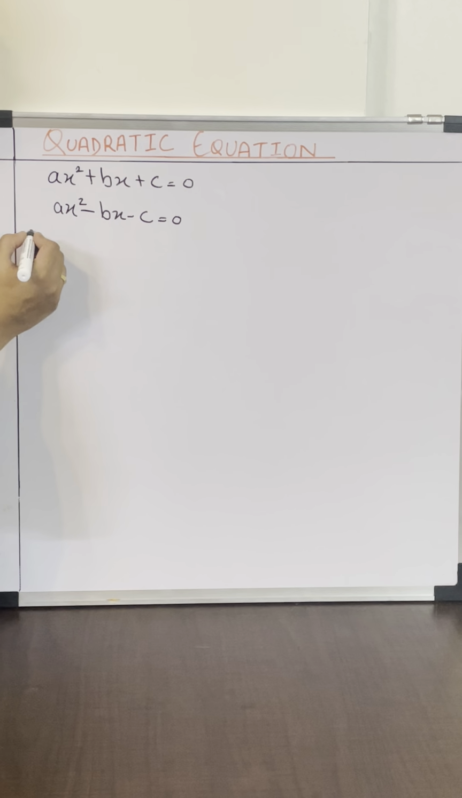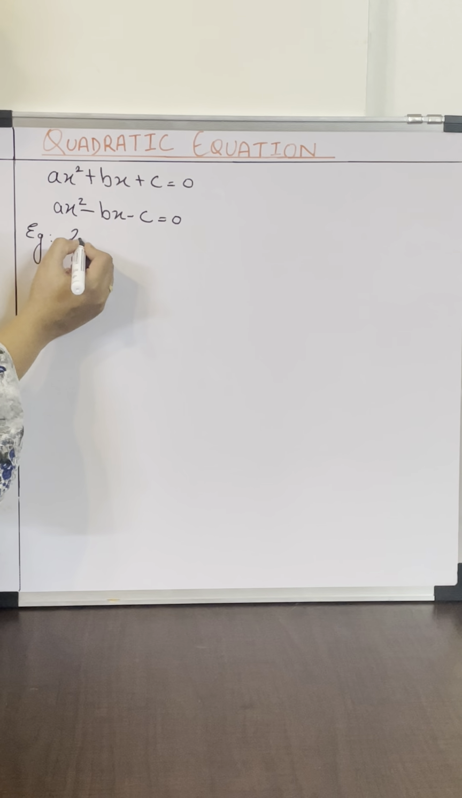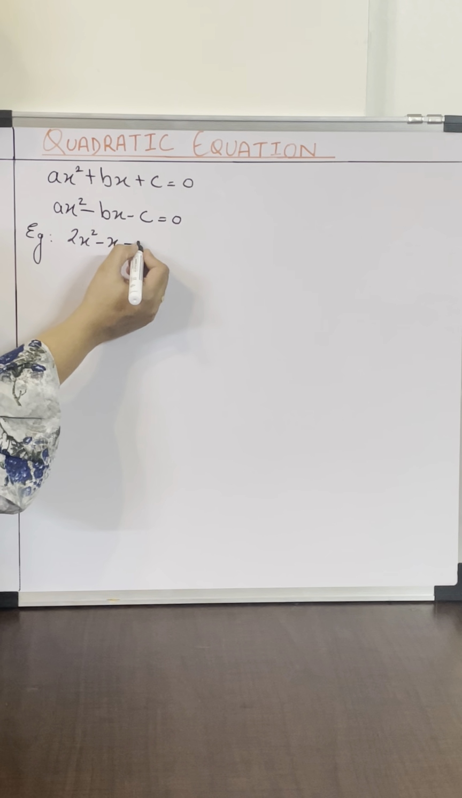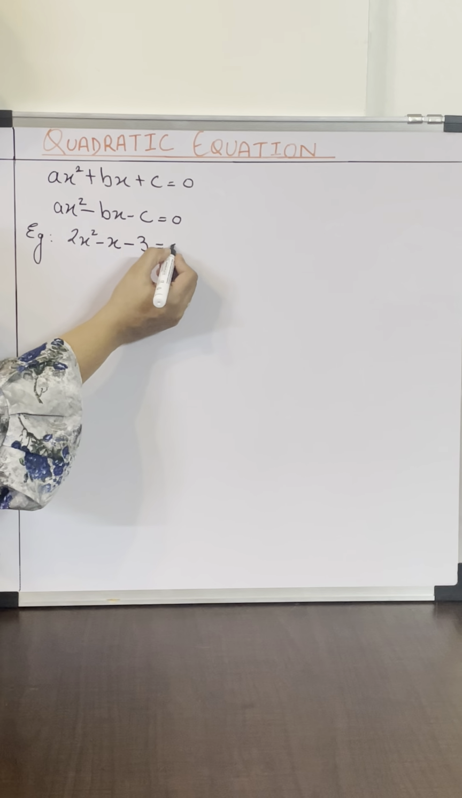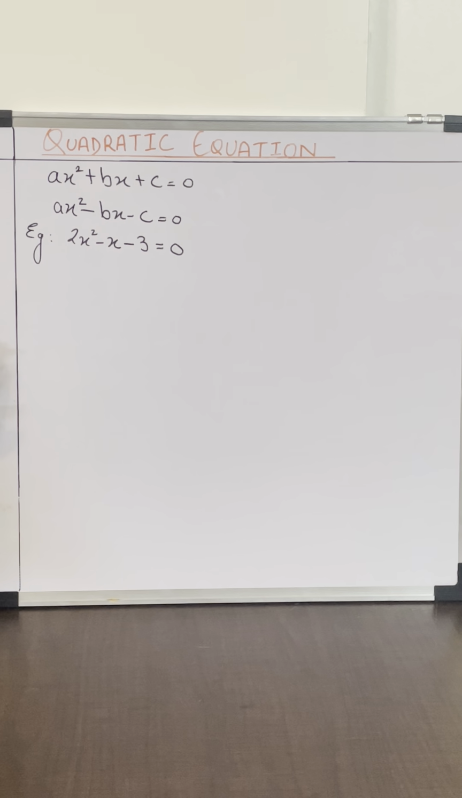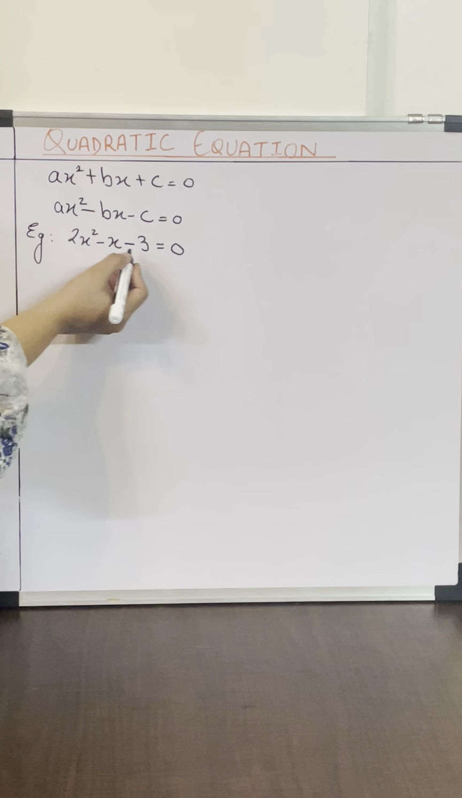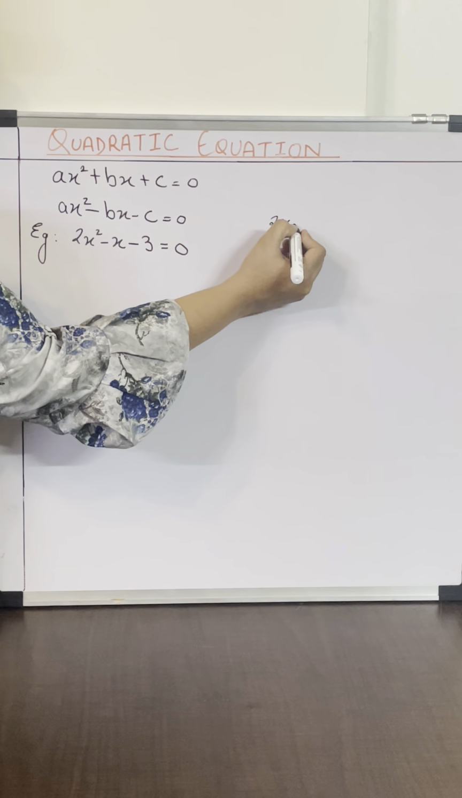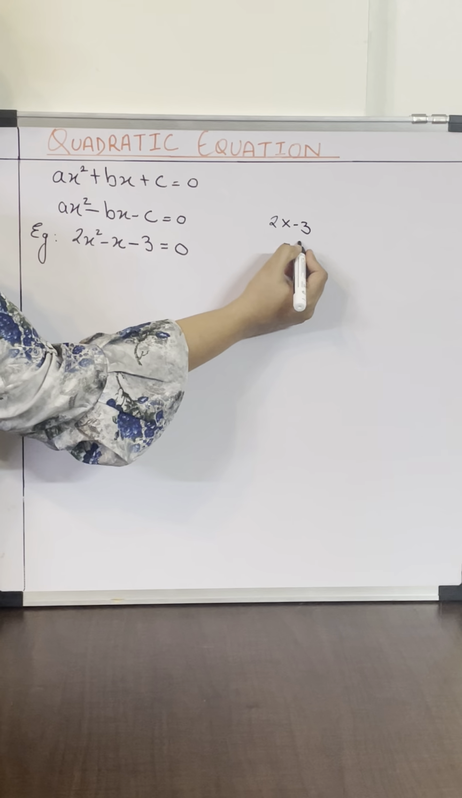So let's take an example. If I have an equation 2x squared minus x minus 3 equals 0, this is a quadratic equation and we are supposed to find the roots of the quadratic equation. To find the roots, first you multiply the coefficient of x squared with the constant, that is 2 into minus 3, which will give me minus 6.